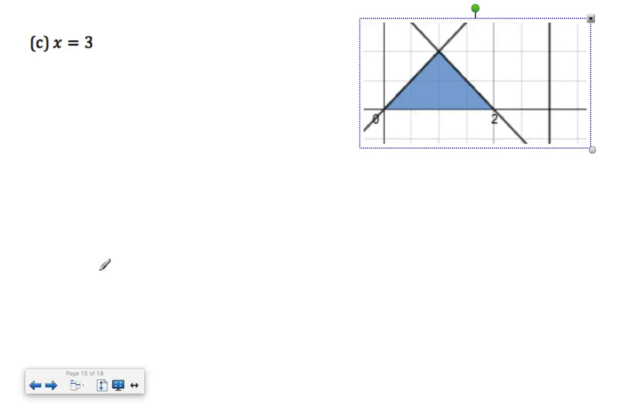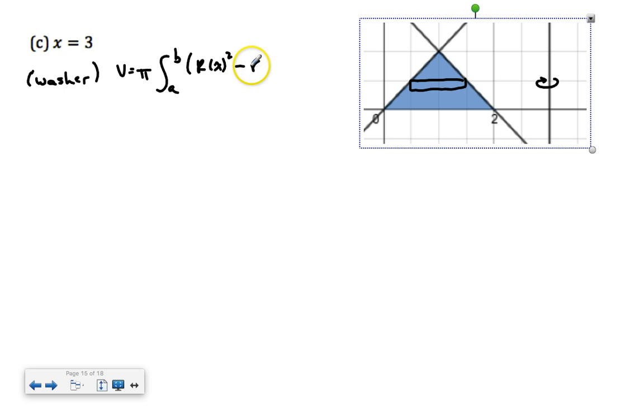So again, I still have a horizontal rectangle. But what I should notice is that if this is my axis of rotation, it's actually perpendicular to my axis of rotation. So I have a horizontal rectangle that's perpendicular. This is actually going to be a washer, which I know for washers, volume is pi times the integral from A to B of the outer radius squared minus the inner radius squared.